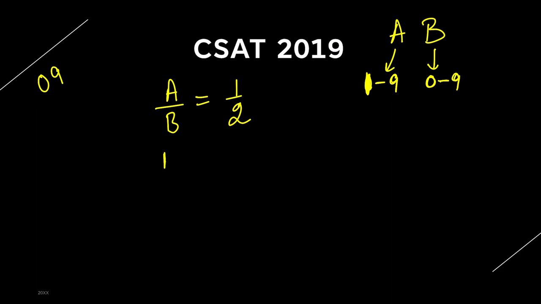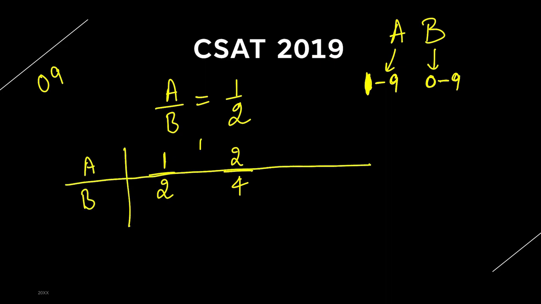Suppose, let's start with A. If A is 1, what will be B? B will be 2. This is one combination of A and B which could be the answer. If A is 2, B is 4. Another combination possible. I will make a table here. If A is 1, then B becomes 2. If A is 2, B is 4. If A is 3, B is 6.